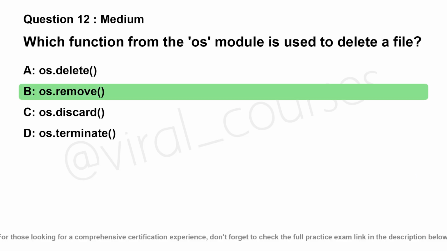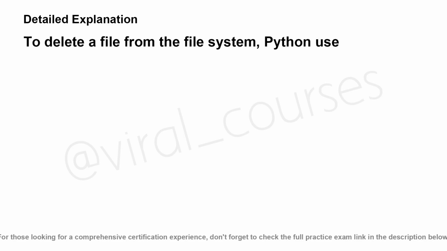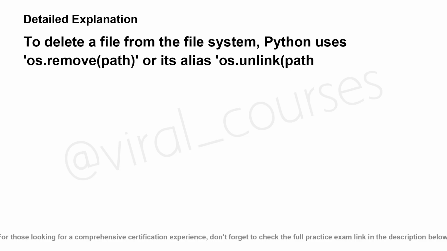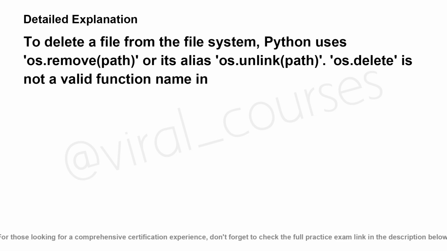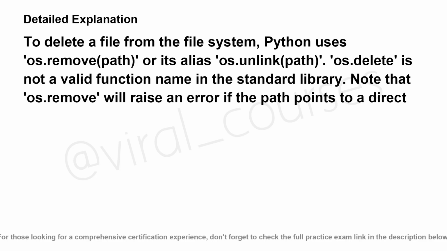The correct answer is B. To delete a file from the file system, Python uses os.remove(path) or its alias os.unlink(path). os.delete is not a valid function name in the standard library. Note that os.remove will raise an error if the path points to a directory instead of a file.